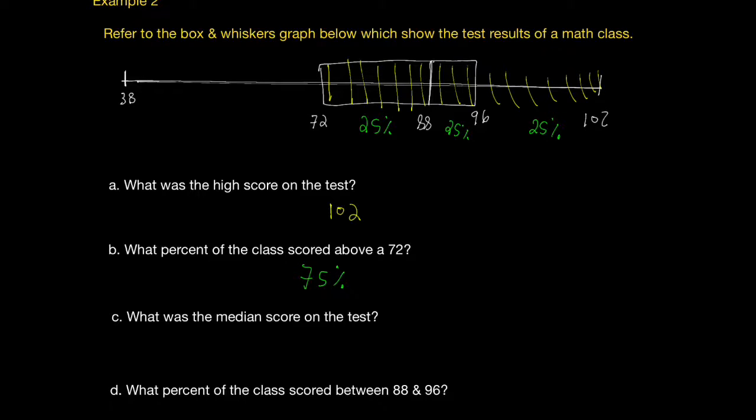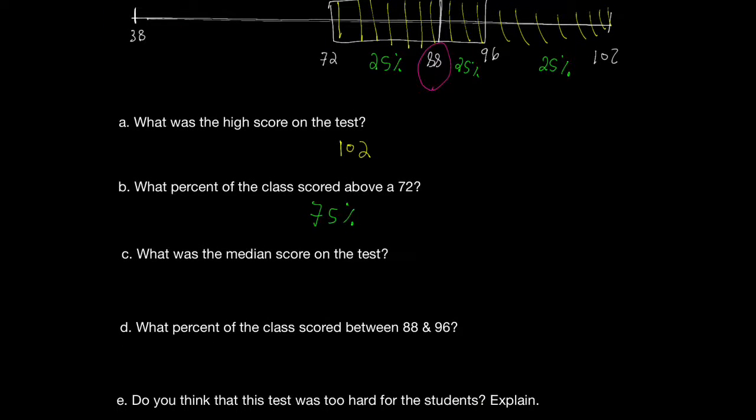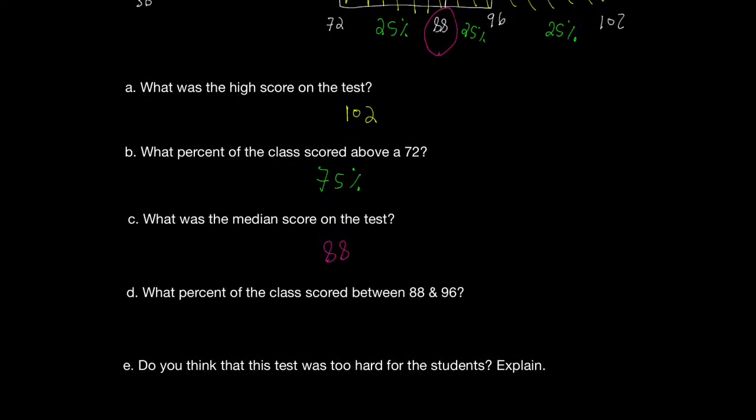Now for part C, what was the median score on the test? So the median score is right here at 88. So it was a pretty good median. So 88 was the median.